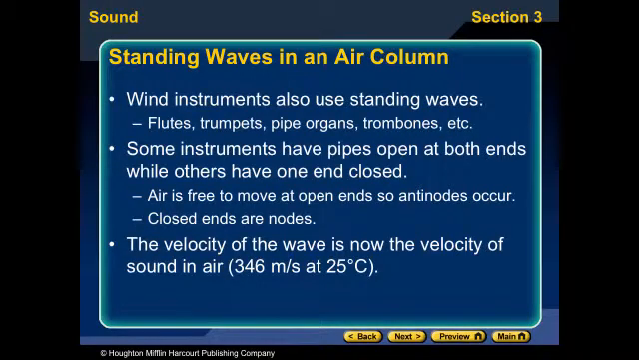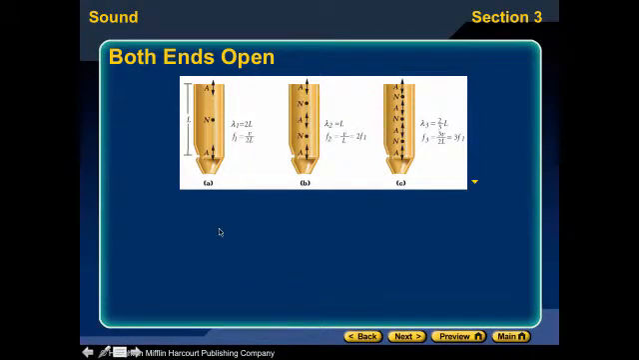So the velocity of the wave is now the velocity of sound in air because the wave is in the air, not on a string. At 25 degrees Celsius, that is 346 meters per second. Here is a pipe open at both ends. You can see how we have an antinode, and there's a node right in the middle, though they don't really show the wave. Antinode, node, antinode, node, antinode, and so forth. Again, it's 2L for the wavelength.